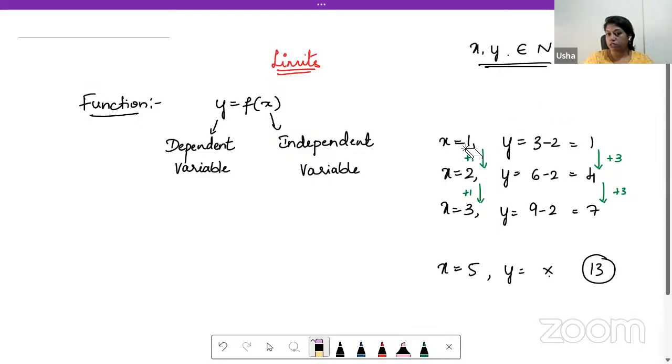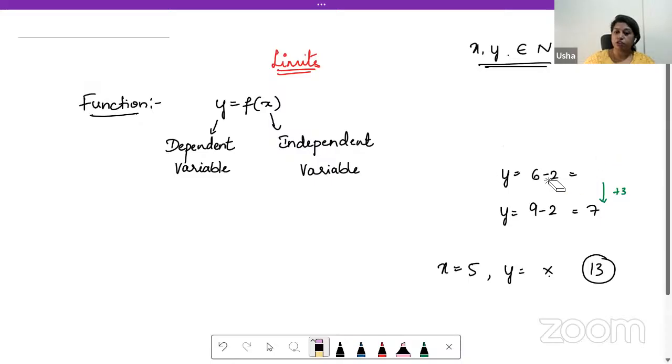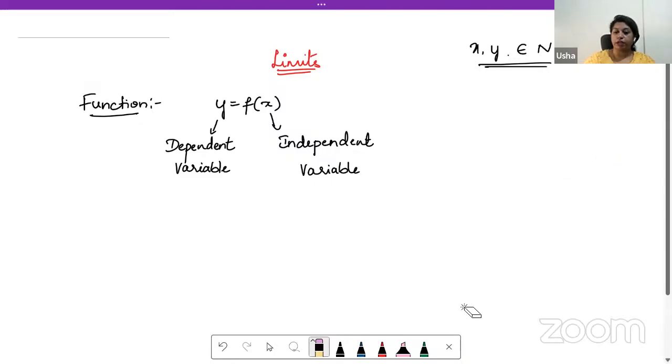So far we have not discussed the concept of limits. What I have explained to you is what a function is, what an independent variable is, and what a dependent variable is. This is what we have discussed. The example here I gave was y is equal to 3x minus 2.